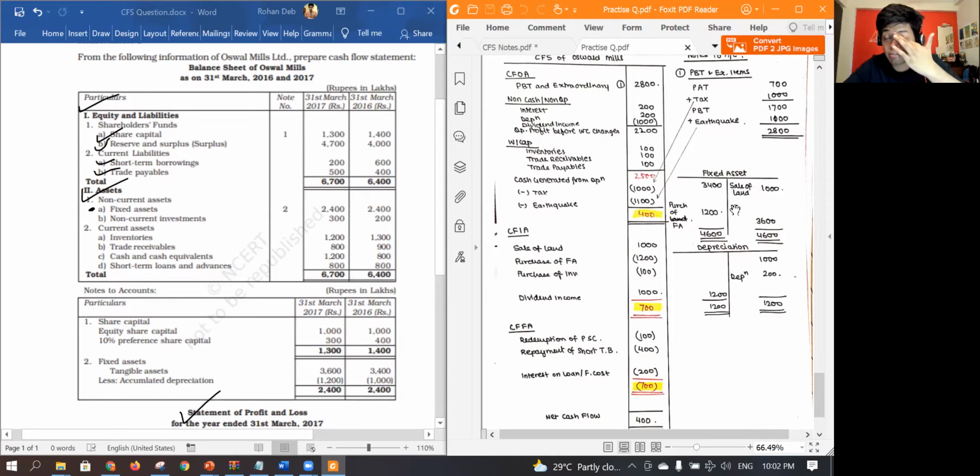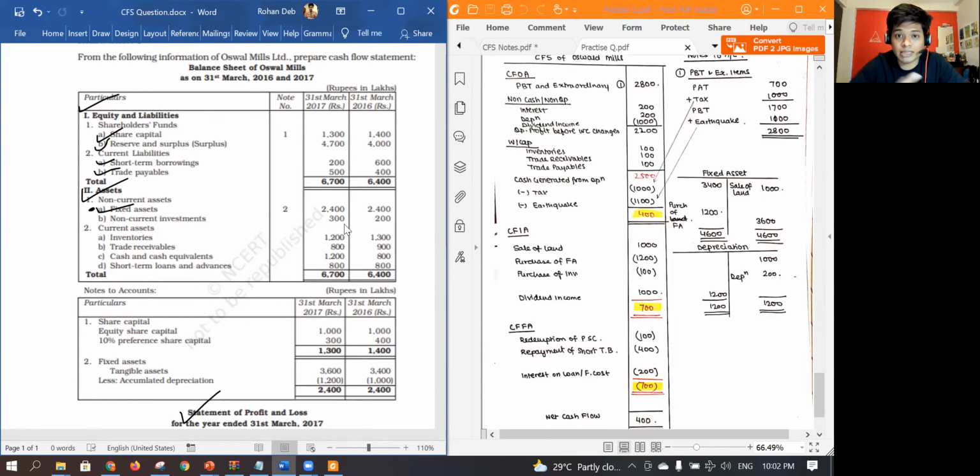Because when I sell something, I get money. So that's why 1000 plus. And purchase of fixed asset is negative because you purchase, so you pay cash. So that's minus 1200 over here. So fixed asset, I've taken care of it. Non-current investments. Non-current investments are increasing by 100. So I have purchased investments. Purchase of investment is again a cash outflow. So I've taken it over here.